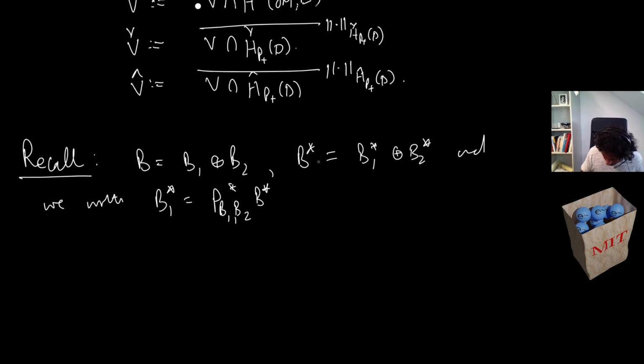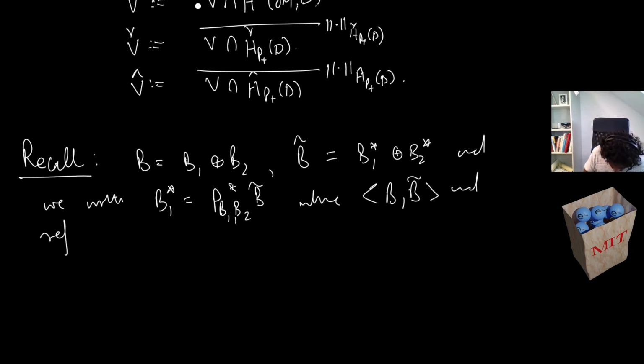I should say, well, maybe I should say B tilde, where we have a perfect pairing between B and B tilde and reflexive. I should say reflexive, okay. All right.